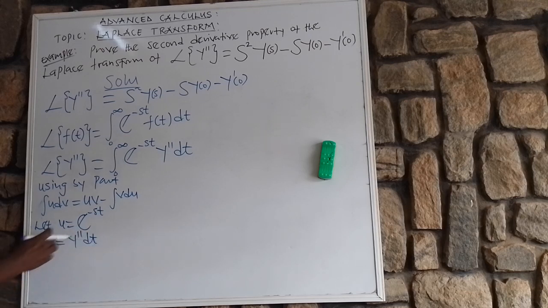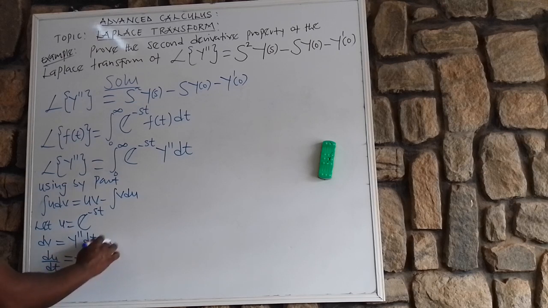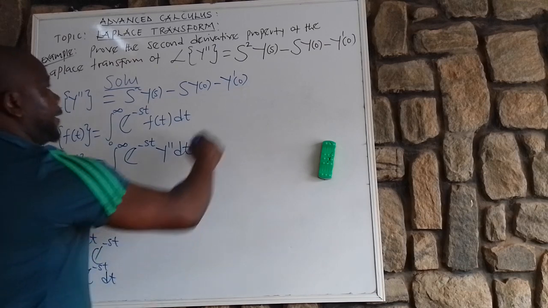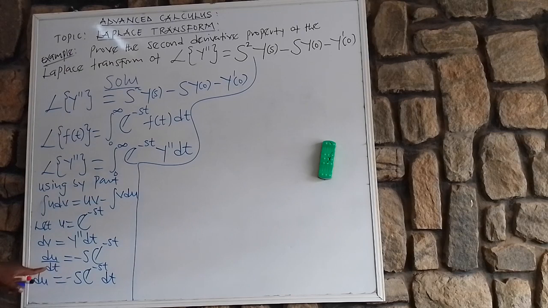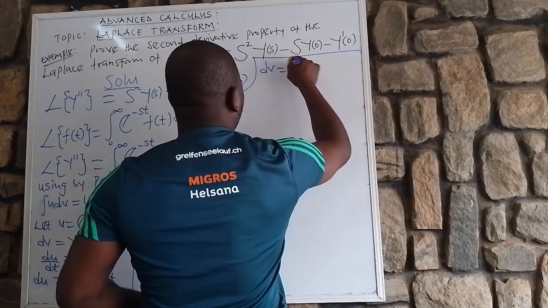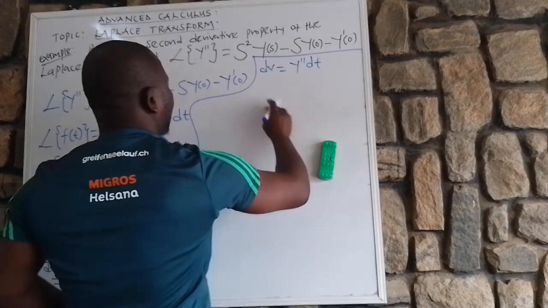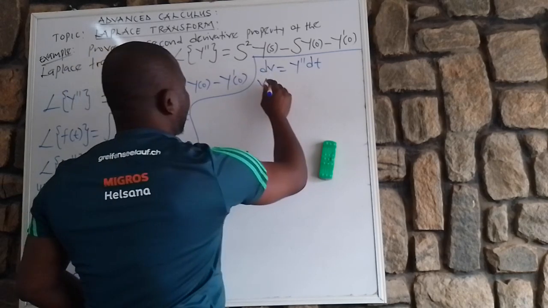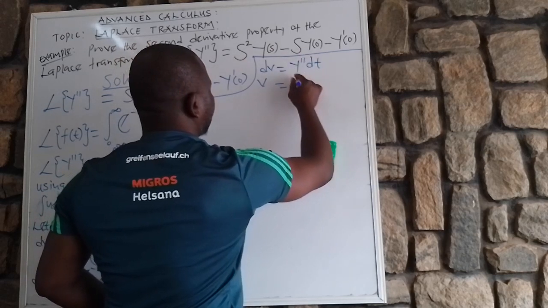Is that clear? So if you differentiate this with respect to t, it means our du all over dt is going to give us minus s exponential minus st. Yes. Then your du will now be equal to minus s exponential minus st dt. Please take note. Then let us look at this one again. The v equals to this. We are going to integrate both sides. If we integrate dv equals y prime prime dt, this will give us v. If you integrate dv, it's going to give you v. Then if you integrate y prime prime dt, it's going to give you y prime.